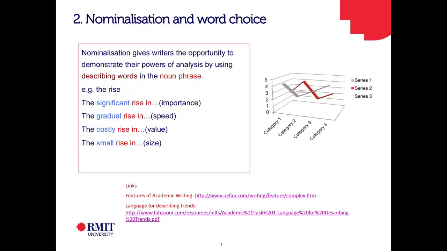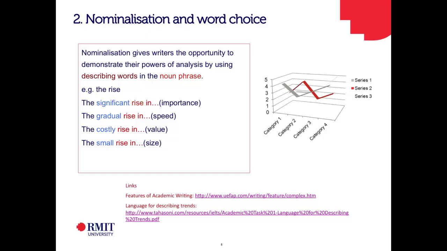Now we're going to look at nominalisation and word choice. The words we choose to use can demonstrate our deep analysis and the particular slant or perspective we want the reader to attend to. For example, by choosing a specific adjective to accompany nouns within the noun phrase, we can emphasize certain qualities or attributions or trends.